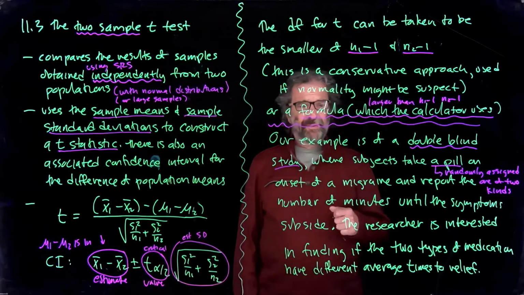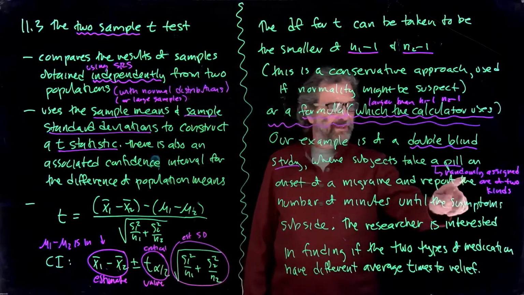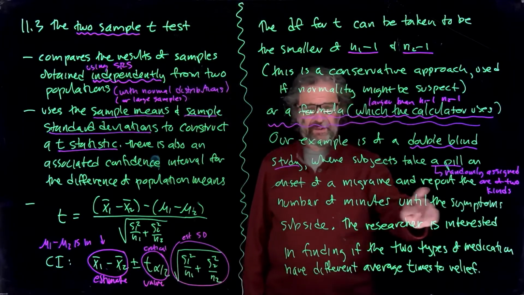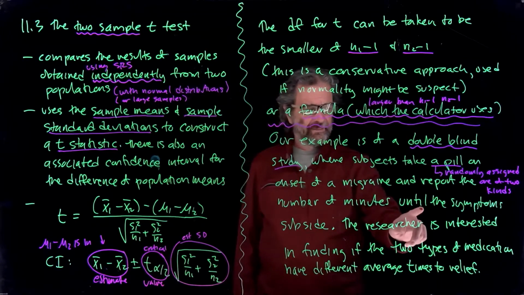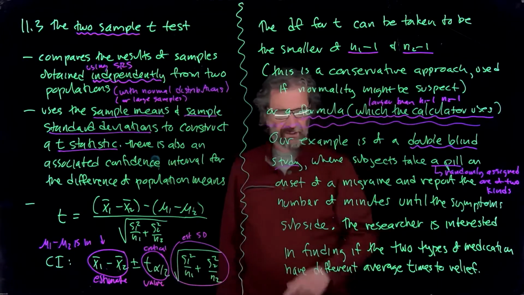So our example is double-blind, where subjects take a pill randomly assigned as one of two kinds on the onset of a migraine, and they report the number of minutes until the symptoms subside.